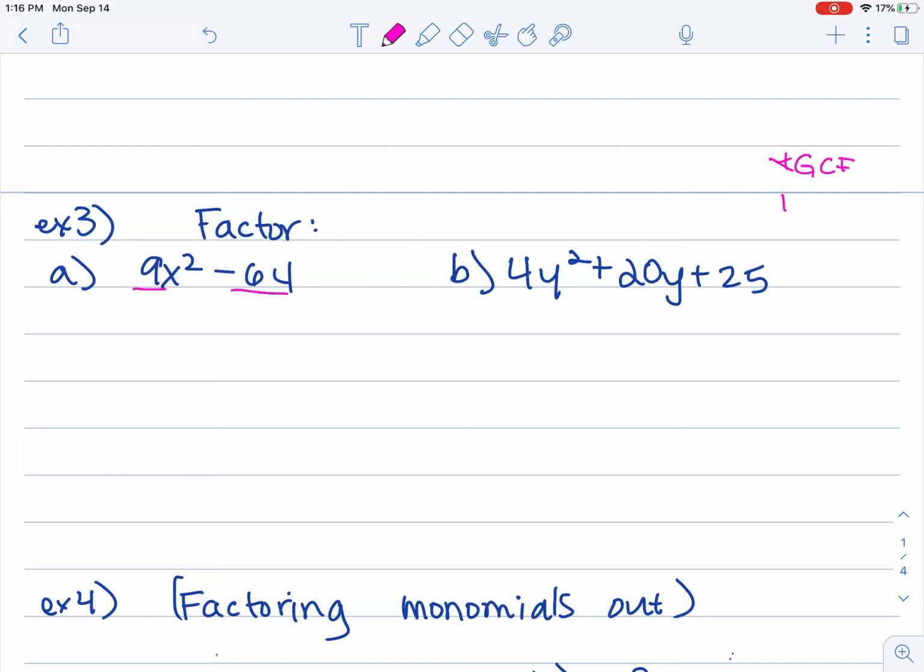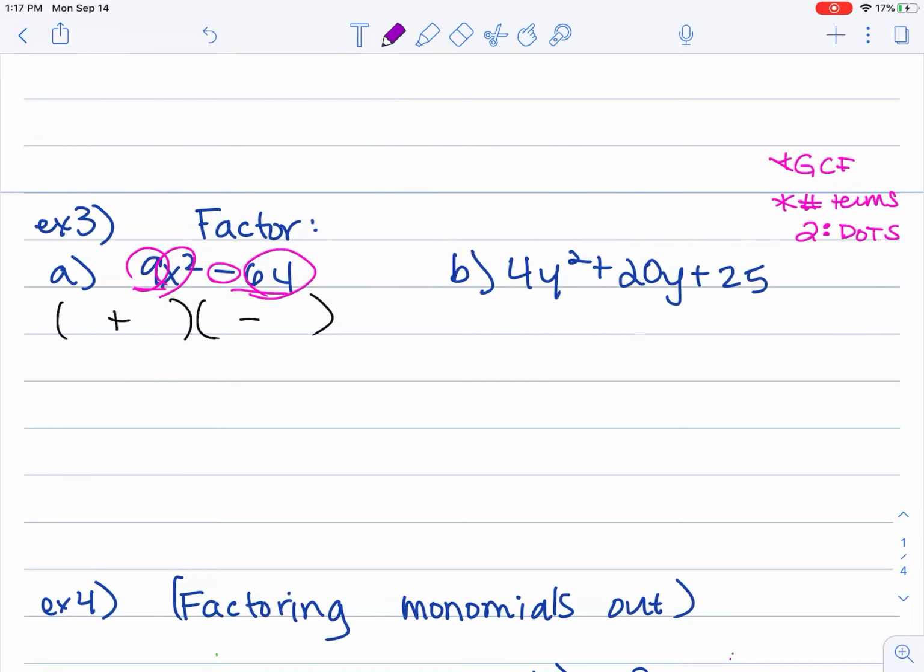9 and 64 don't have anything in common as far as factors go, so we move on and we count the number of terms. The number of terms we have is 2. Now, the only way that we could possibly factor 2 terms is if it was DOTS, or difference of 2 squares. So we are going to check it. We have a minus in the middle, and we know 9 and x squared are both perfect squares, and so is 64. So that's good news, and we're going to plug that in to our factors here.